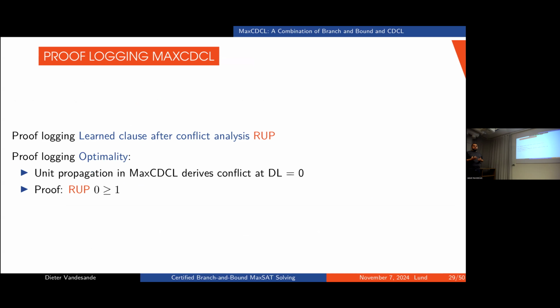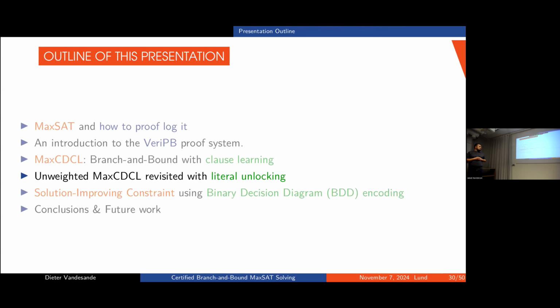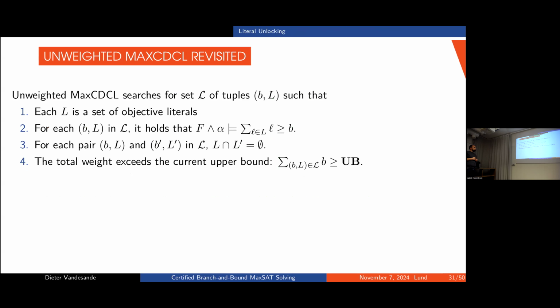Whenever MaxCDCL finds optimality, that happens when MaxCDCL derives a conflict at decision level 0. And it turns out that, similar to CDCL, when it finds unsatisfiability, you can prove this by reverse unit propagation of the contradiction. Okay, so that was standard branch and bound already. Well, standard MaxCDCL. Let's look into literal unlocking.